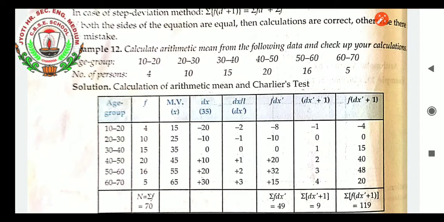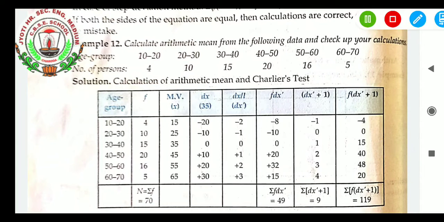Calculate arithmetic mean from the following data and check up your calculation. So let us calculate this data. Two columns are given, age group and number of persons. From the question itself, it is clear which class it is. It is a continuous class. Number of persons, the frequency, is given. Let us do the calculation.